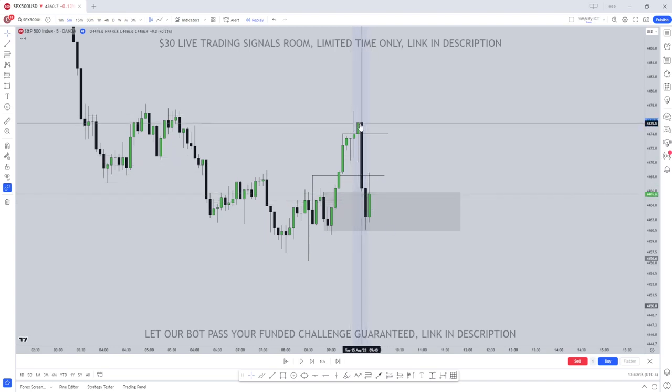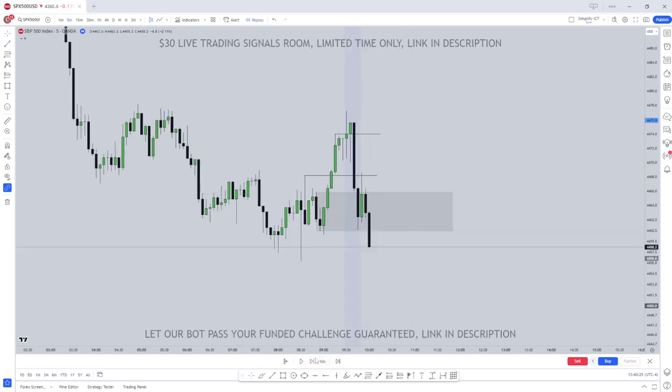As you can see, swept liquidity, rebalancing, and now we're expecting a break, a market structure shift, a close below this breaker block to then look for our entries within this breaker block after this time window where a lot of people will be faked out. So we just let price play out. And as you can see, price breaks the structure and closes below that breaker block.